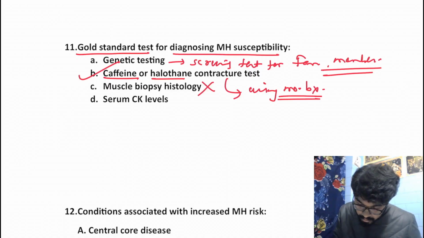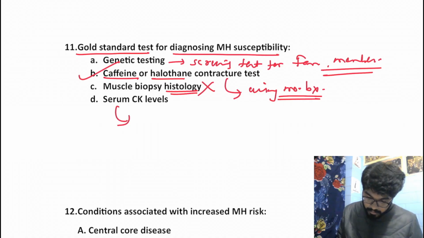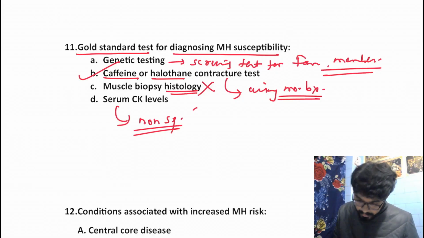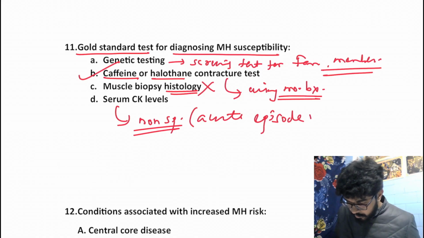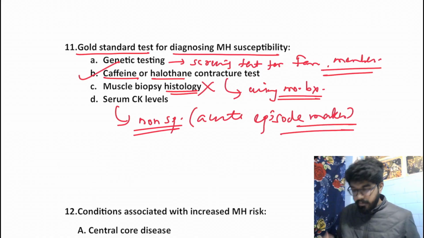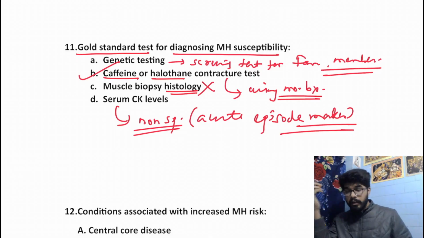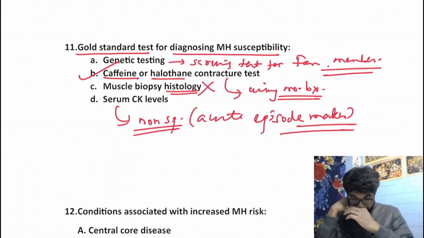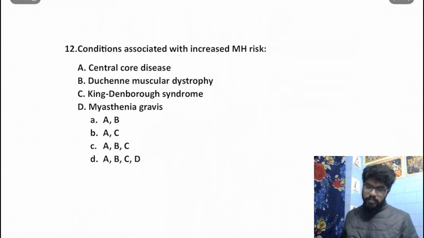Muscle biopsy histology has no role in diagnosing susceptibility, and serum creatine kinase level, these are non-specific for susceptibility, rather for an acute episode. This is an acute episode marker, right? If there is an acute episode of malignant hyperthermia, there would be myocyte damage and release of creatine kinase, and then it would rise. Okay, but susceptibility can't be diagnosed with CK levels. Okay, so the answer should be B. Moving on to the next question.